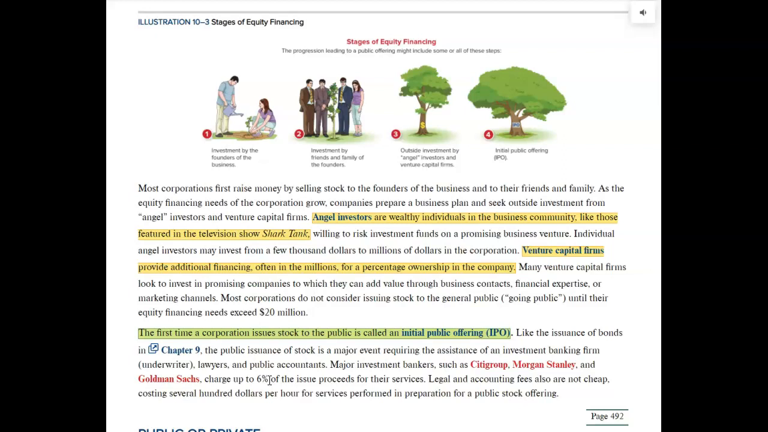Taking a company public through an IPO is a major deal. It requires a lot of people. You have the attorneys involved, the underwriters involved, public accountants involved. So there's a lot of background work going on. Major investment bankers such as Citigroup, Morgan Stanley, and so forth might charge up to 6% of the issue proceeds for their services. So it's very, very costly. So that's why it takes a while to build a business and get it to the point where it's ready to go public.